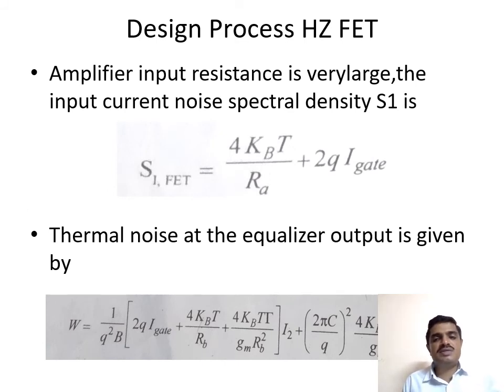The amplifier input resistance is very large. The input current noise spectral density S1 is represented over here. The thermal noise at the equalizer output is also given in this equation.